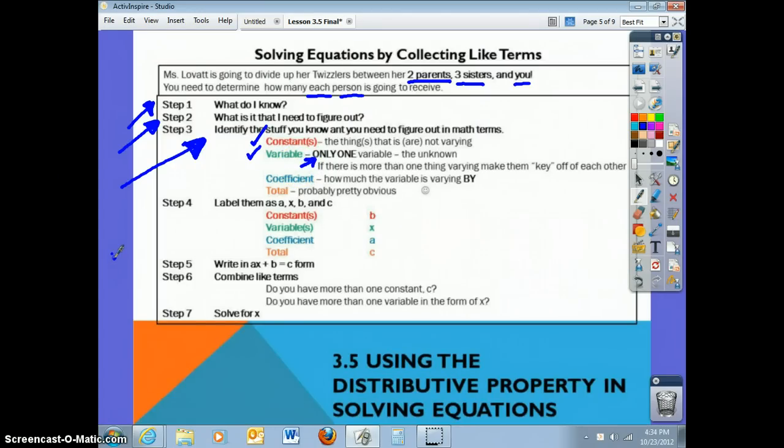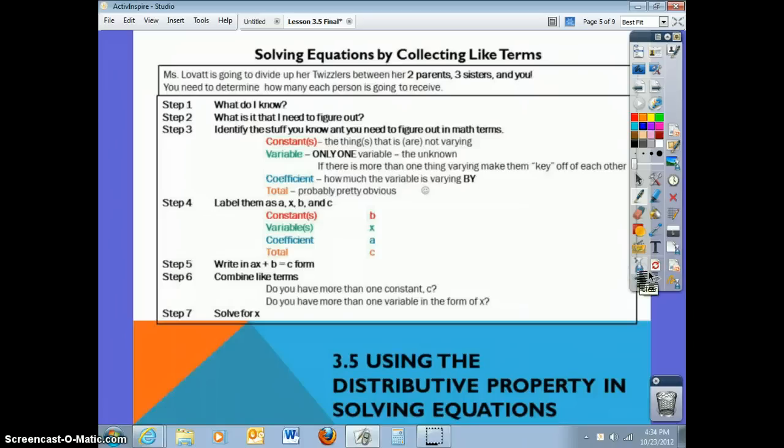If it has a situation like this where you have parents and sisters, you can adapt the variable so that it only has one, and it stands for both the parents and the sisters, and you'll see that in a second. So identify the constants, identify the variables, one variable, identify the coefficient, which is how much the variable is varying by, and then identify the total. Okay, the total is one of the easy things to identify, and so is the constant.